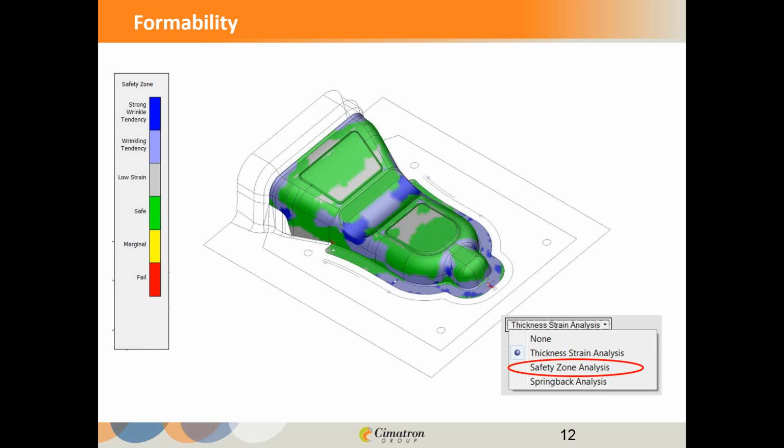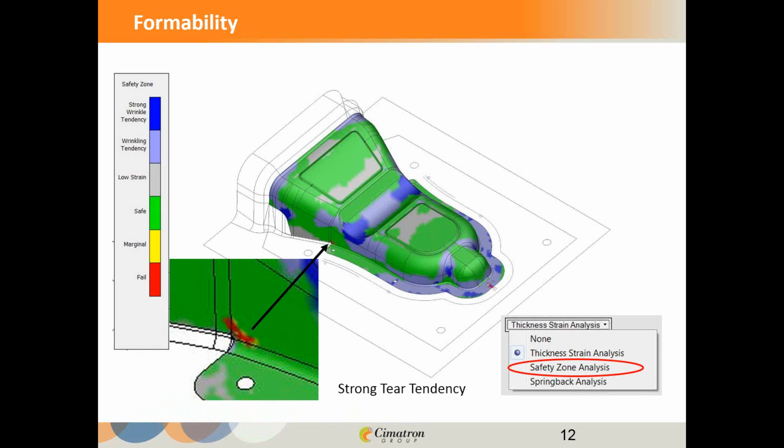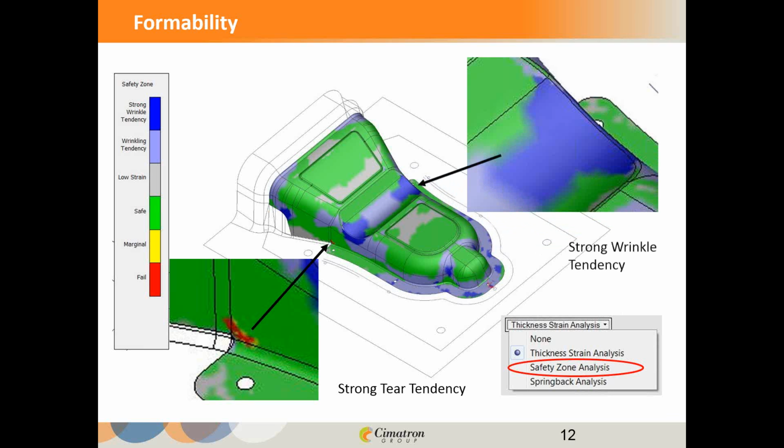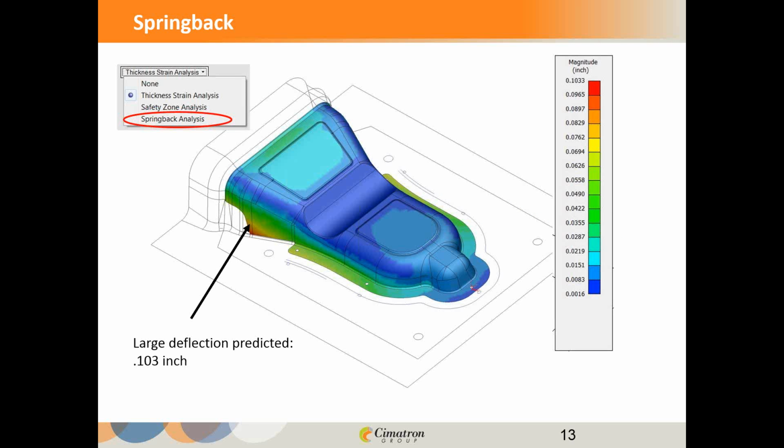So here's the safety zone analysis, as you can see it diagrammed. Looking at that trouble area, sure enough, like expected, there's a strong tear tendency. Most likely that's going to fail in that area. Whereas in other areas, there's a very strong wrinkle tendency. The problem also exists in that they're very close together on the part geometry. And then looking at the springback, running this analysis, we find that it anticipates the trouble area to be about 103 thousandths out of springback.